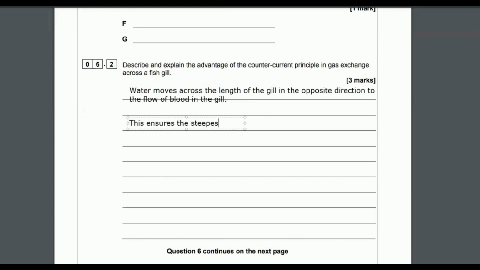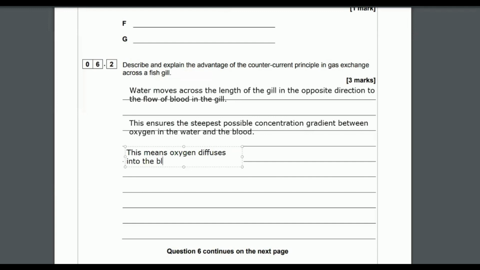Now at A level we need to explore how it ensures the steepest possible concentration gradient between the oxygen in the water and the oxygen in the blood. That way, we always have oxygen diffusing from the water to the blood across the whole length of the fish gill. At no point is oxygen diffusing back from the blood into the fish gill, or is there a net diffusion of oxygen from the blood into the fish gill? So this means that oxygen is diffusing into the blood from the water across the entire length of the gill. The net movement is in that direction. And let's have a little look at some graphs that can help explain this concept.